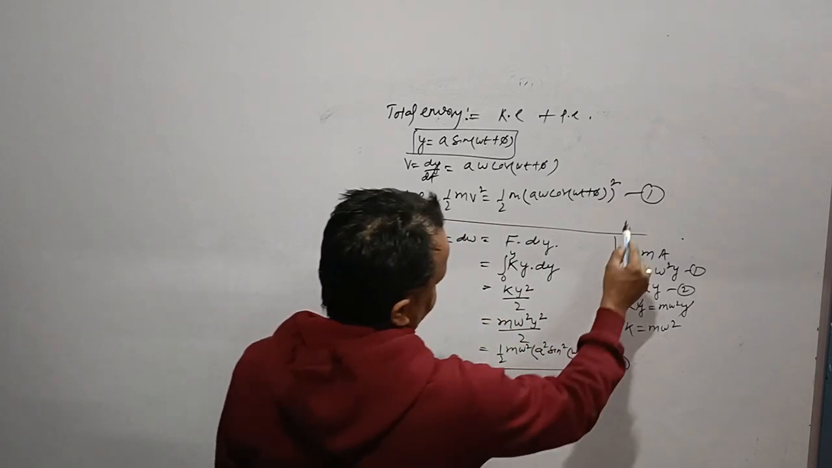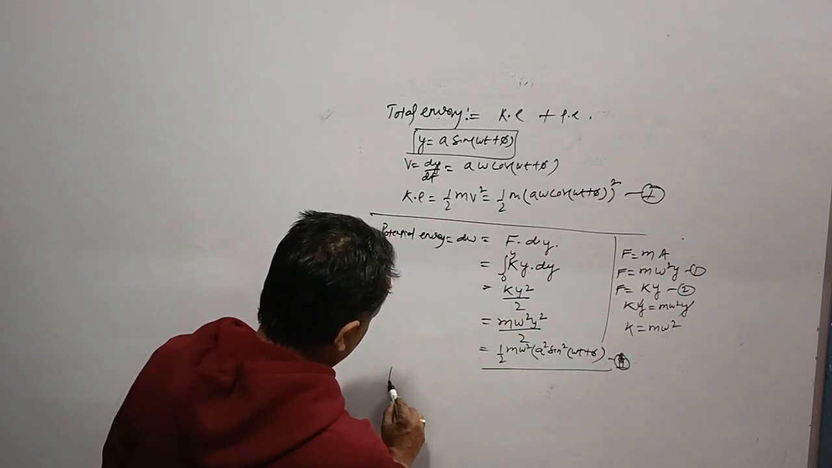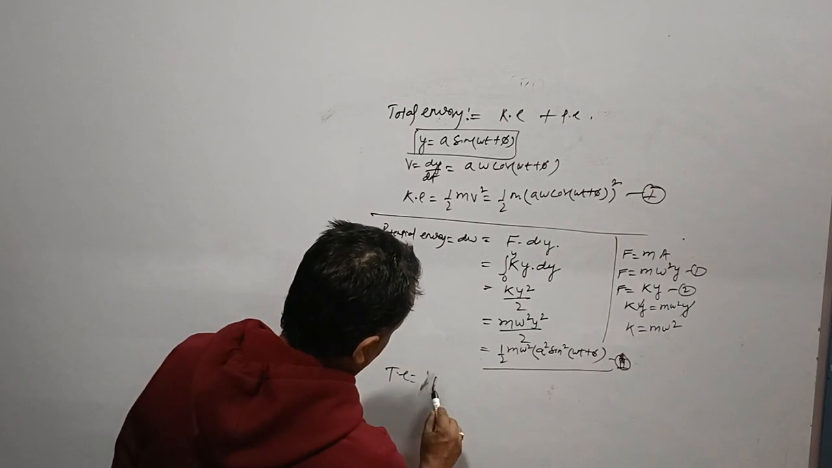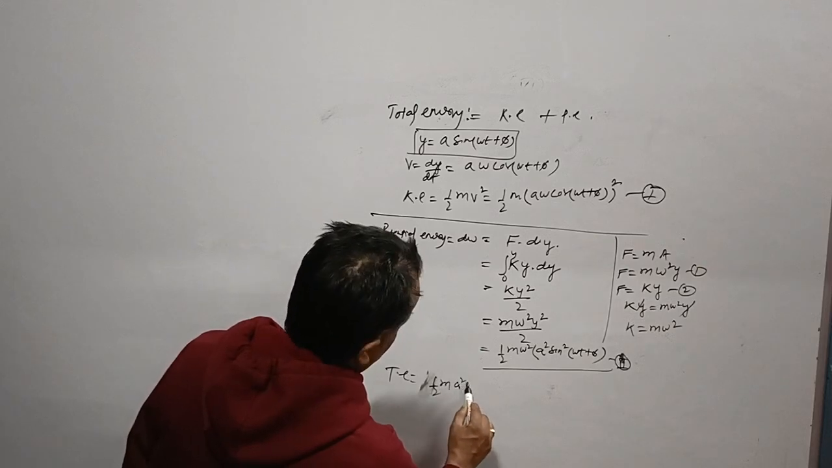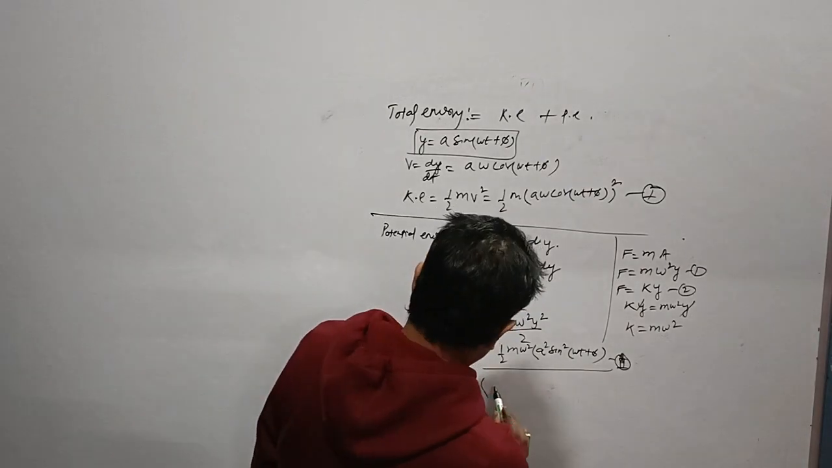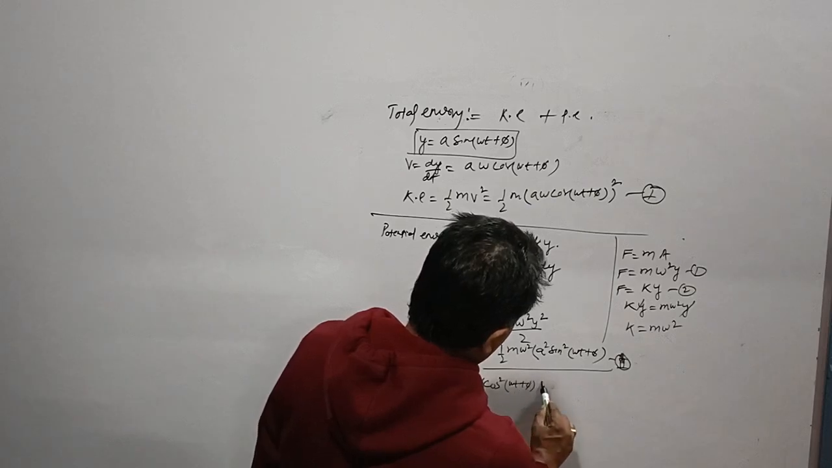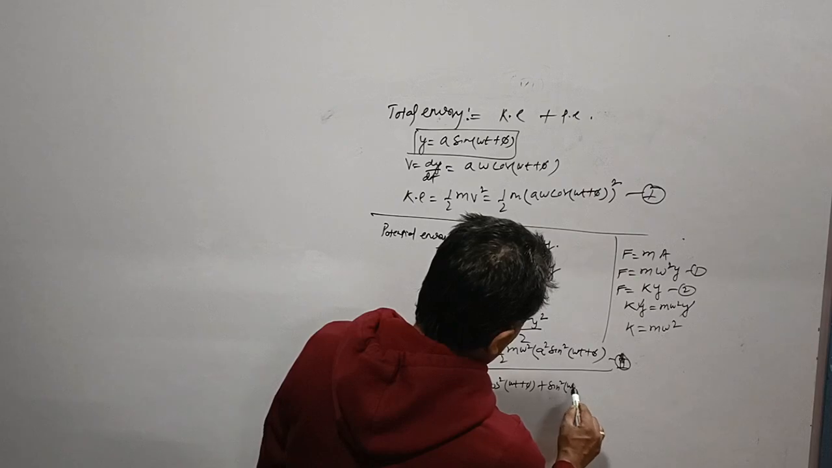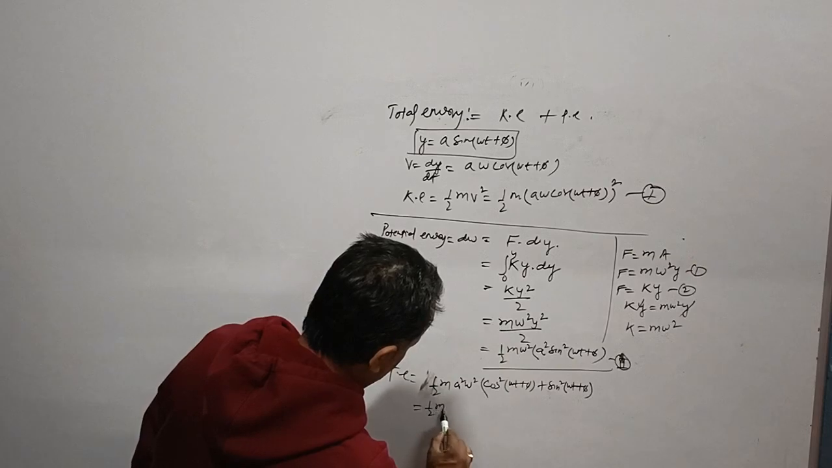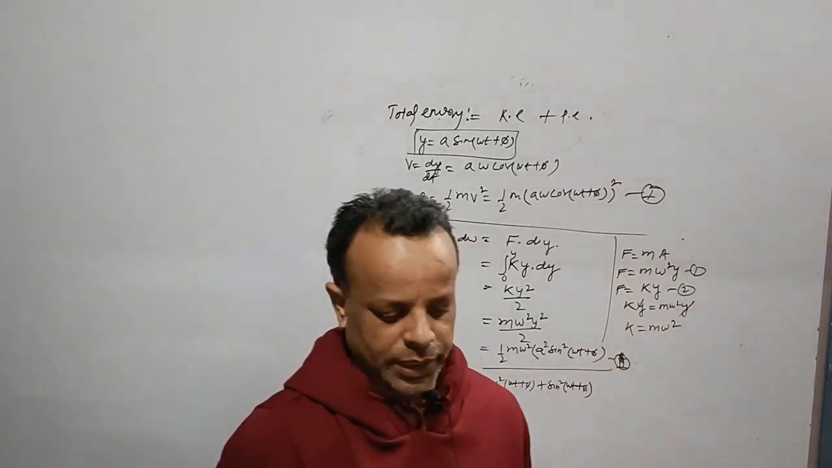Now what do we have? When we add these 1 and 2 equations, what do we get? The total energy will be equivalent to half m a square omega square, which is common in both kinetic energy and potential energy. And what is left out? We have cos square omega t plus phi plus sine square omega t plus phi, and it comes out to be 1 by 2 m a square into omega square. This is the total energy of SHM.